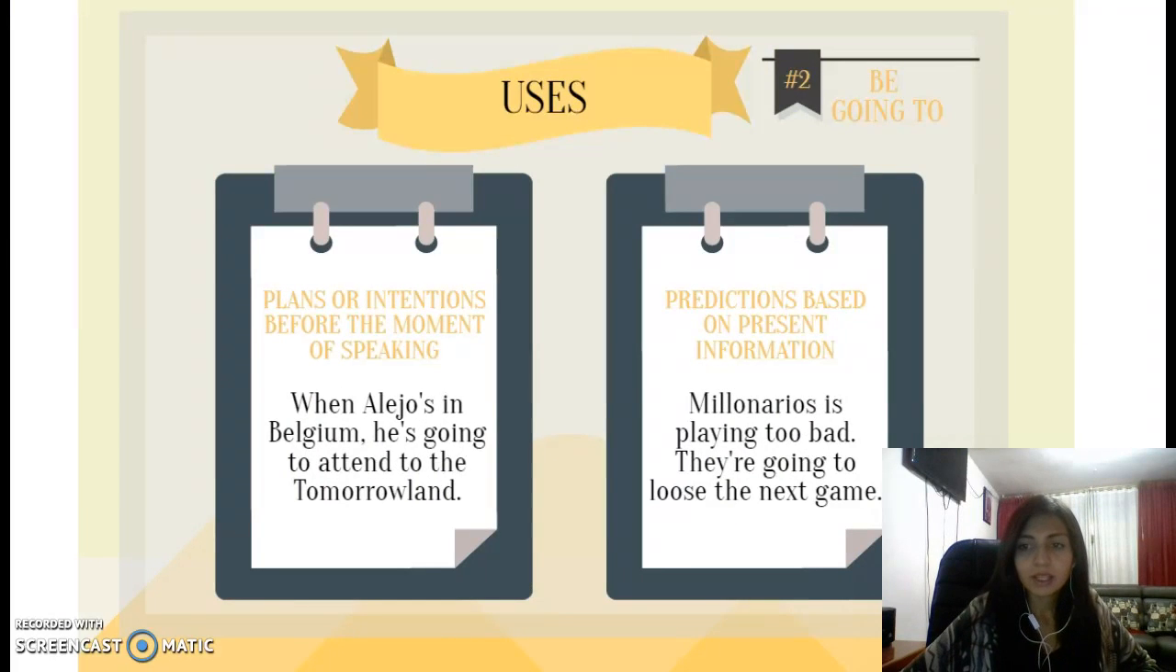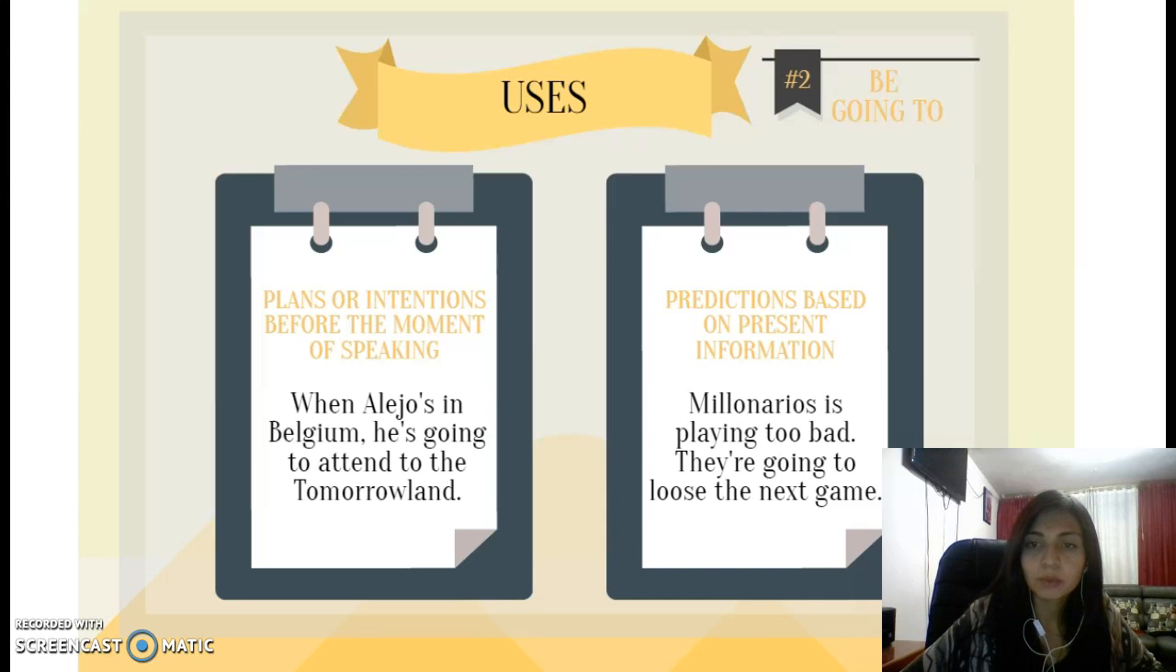Okay. The next that we have is be going to, and its uses. So we use it to talk about plans or intentions before the moment of speaking. This is the example. When Alejos is in Belgium, he is going to attend Tomorrowland, so he knows he is going to travel, but at this moment he decides to go to Tomorrowland before the trip.